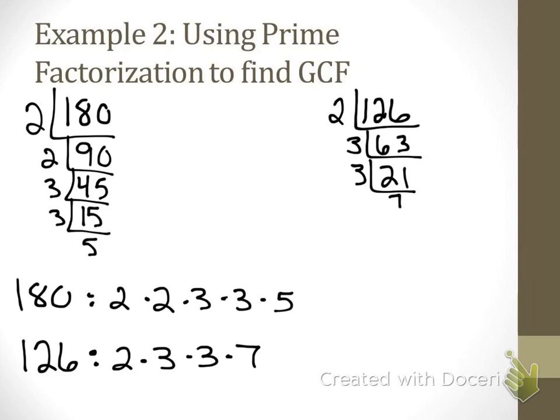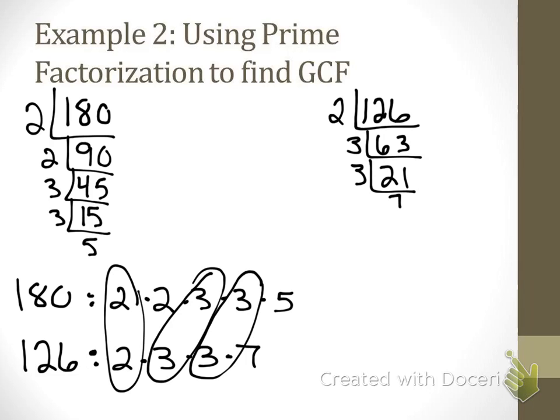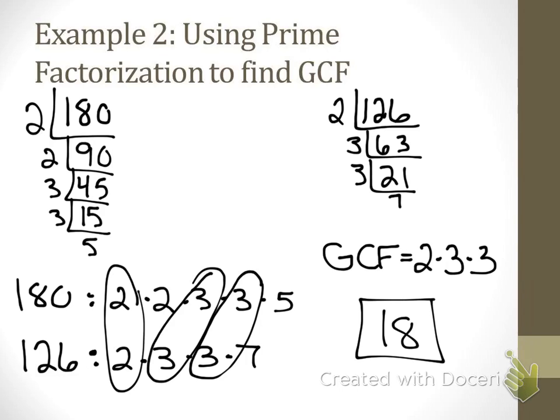I can't just circle one of them and say that's my GCF like I did with factors. I need to now circle my common factors that I have. Okay, so I have a group of 2's and 2 groups of 3's. For each group, I'm going to write it one time in my GCF, and I'm going to multiply those numbers together. All right, so what's 2 times 3 times 3? Larry? 18. Very good. So 18 is my GCF.